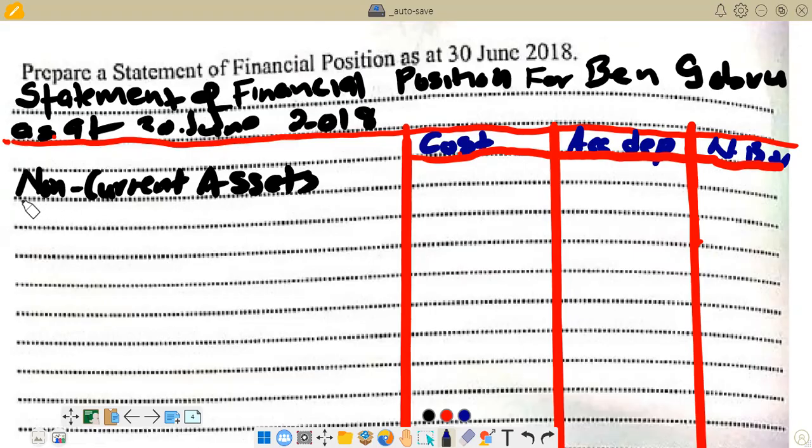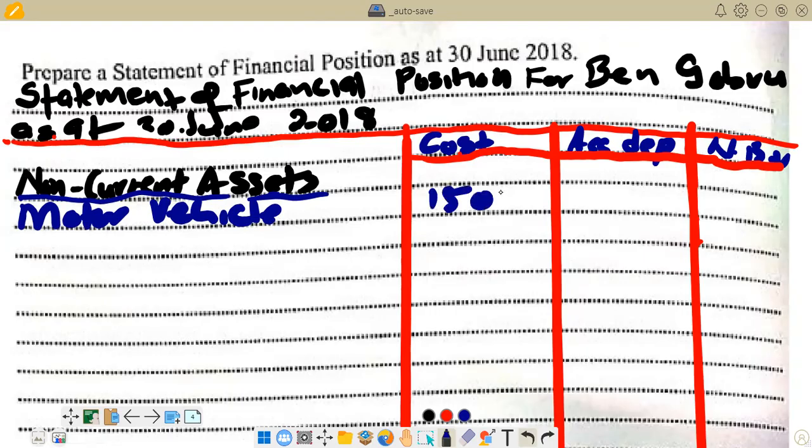And then we are going to start with non-current assets here. On the non-current assets, we are going to create a column for costs, for accumulated depreciation, then for net book value. So let's start with the motor vehicles. This is one of the non-current assets that we have. And then the cost, we already know that the cost is 15,000. So we are having 15,000 in this column.